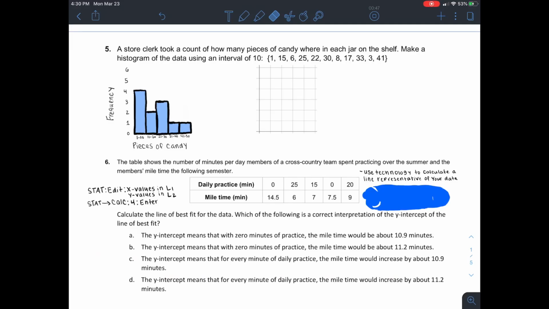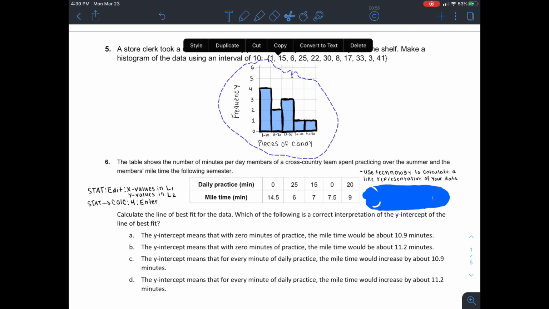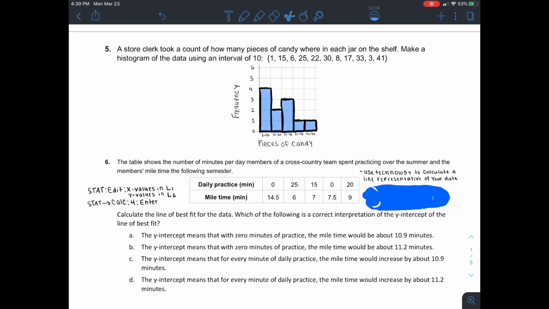We have a histogram that I prepared earlier. Let's see how yours compares to mine. My histogram is broken into 2 categories, pieces of candy and the frequency. It's broken into intervals of 10, as the question requested, 1 through 10, 11 through 20, 21 through 30, and so on. And it says that I had 4 jars with between 1 and 10 pieces of candy in them.